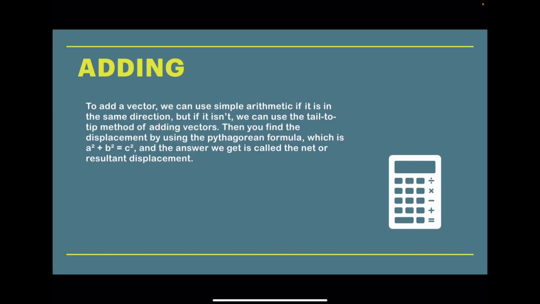So let's start by adding vectors first. To add vectors, we can use simple arithmetic if they are in the same direction, but if they aren't, we can use the tail to tip method of adding vectors. Then you find the displacement by using the Pythagorean formula, which is a squared plus b squared equals c squared, and the answer we get is called the net or resultant displacement.